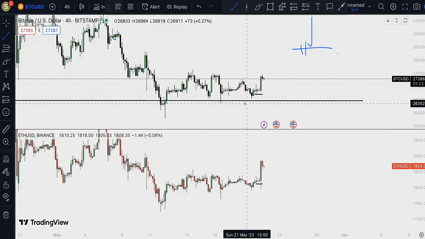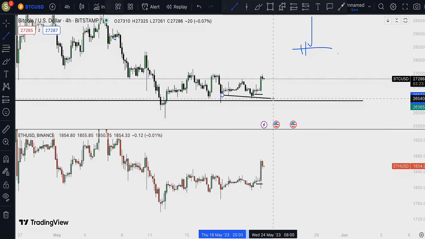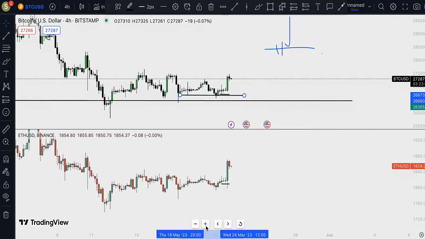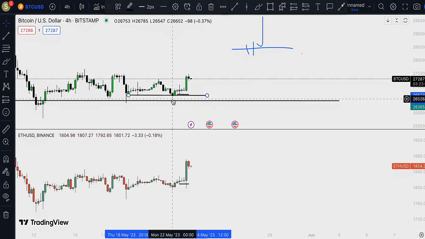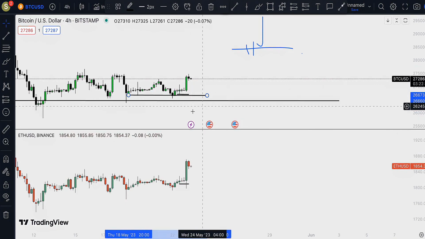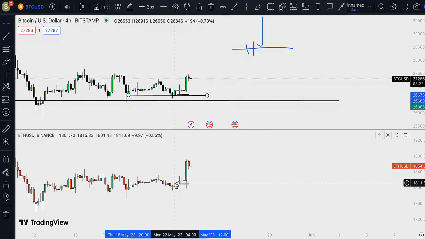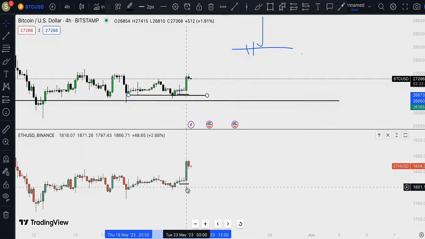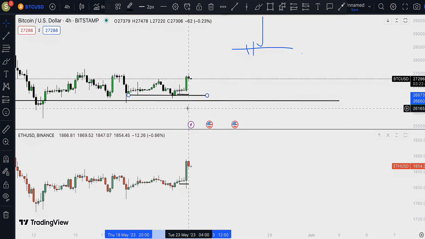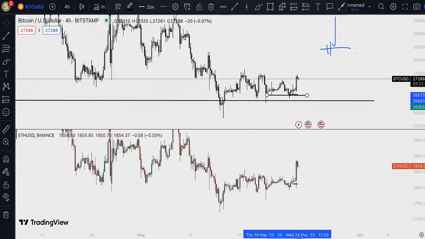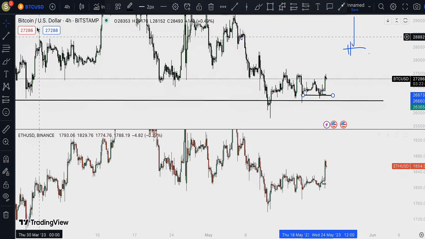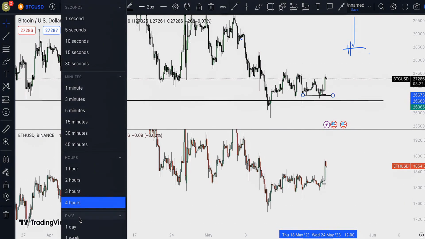So you can see this was the support, okay, on 4-hour, and this candle, let me zoom in. This candle closed below this support line, and the next candle closed above that down closing candle, and after the retest we longed it, okay? And the same is happening here. We got this down closing candle, then this up closing candle, and it retested this region, and now it went up.